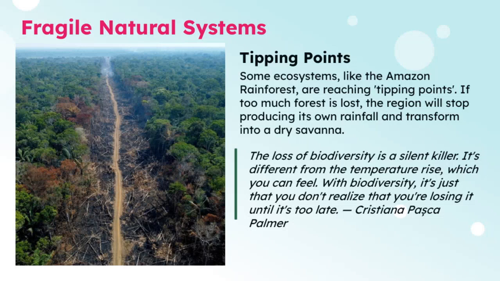Some ecosystems may reach tipping points. A tipping point is a threshold where a small amount of additional change can cause a major and possibly irreversible shift. One example is the Amazon rainforest.